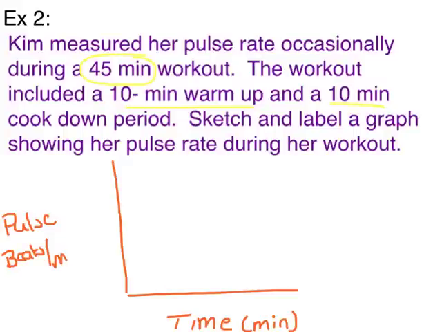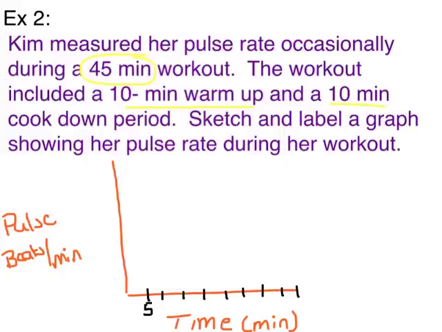And again, you want to make sure you write this down in your notes. Now, it was a 45-minute period, so I'm going to count by 5s. So I'm going to go 5, 10, 15, 20, 25, 30, 35, 40, 45. And her pulse rate per minute, I'm not too worried about. So I'm going to just think to myself, what would your pulse look like?